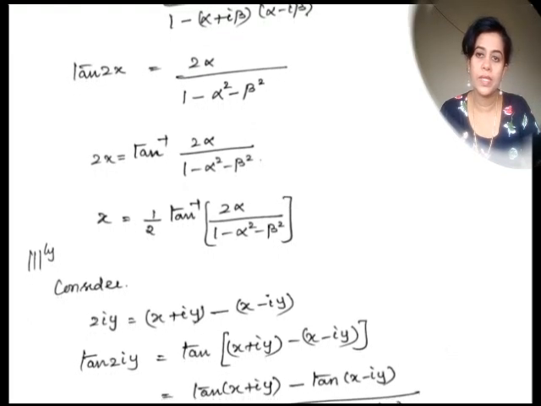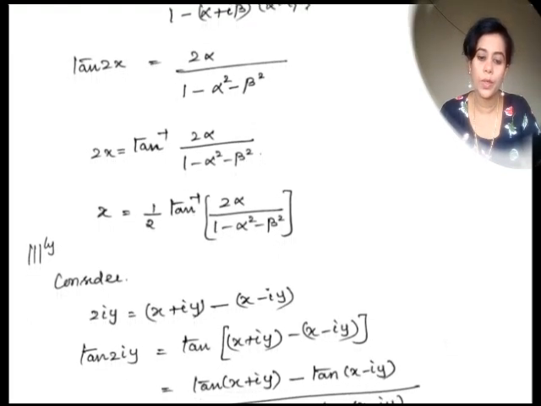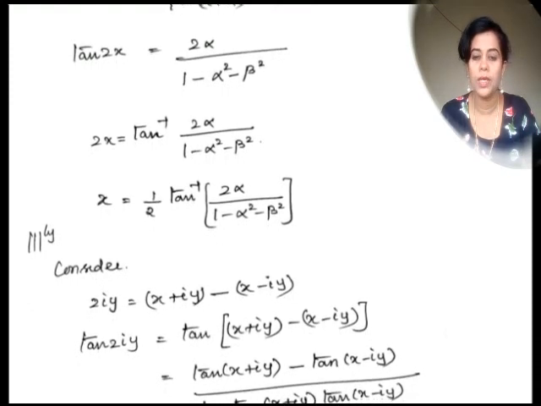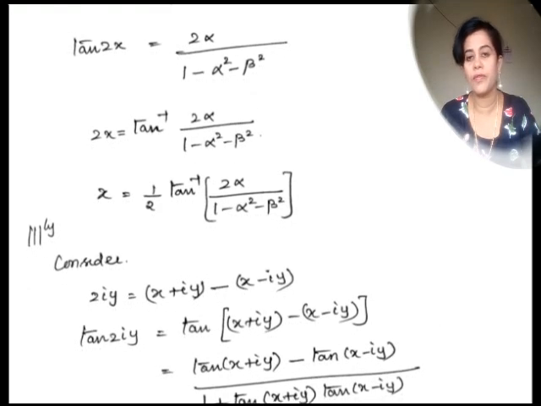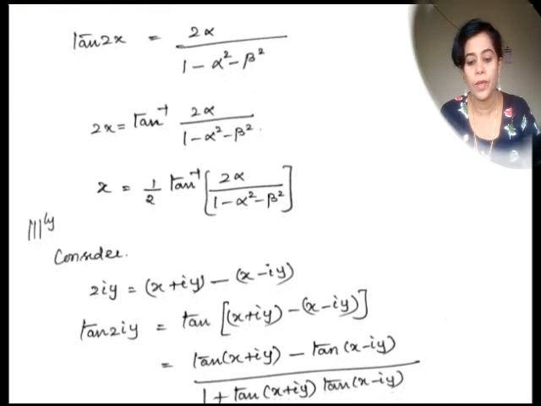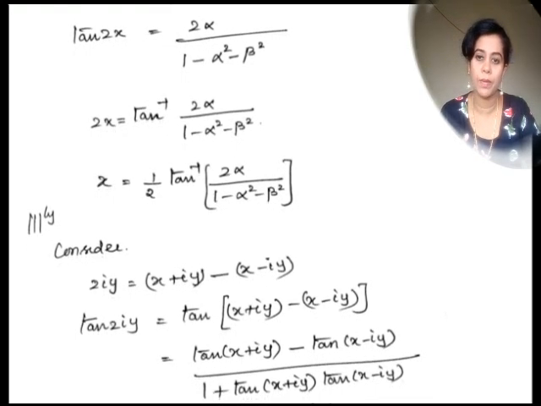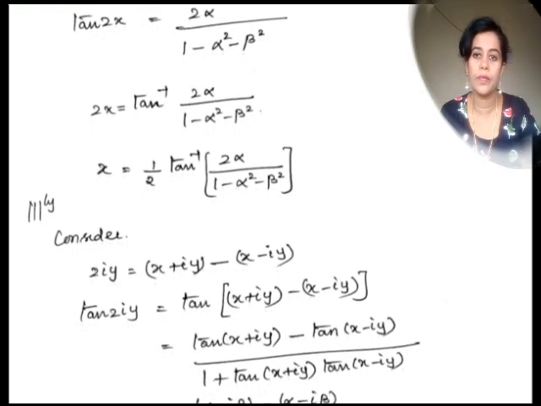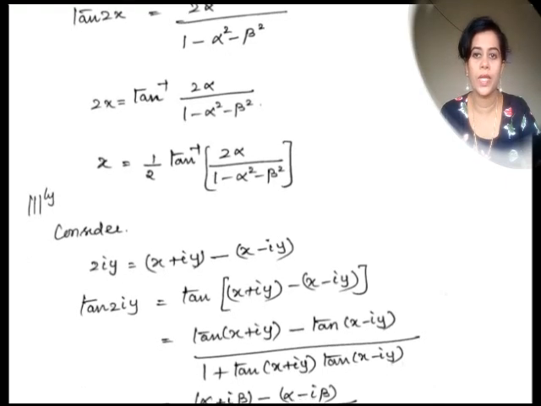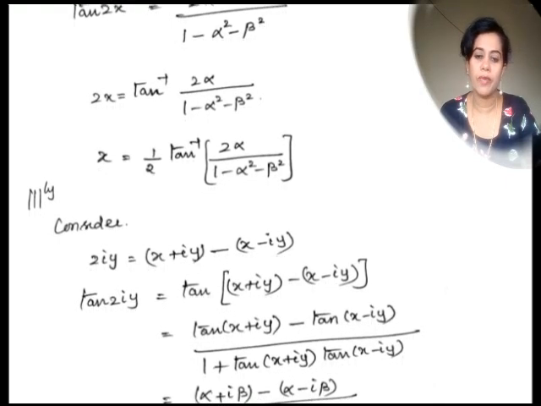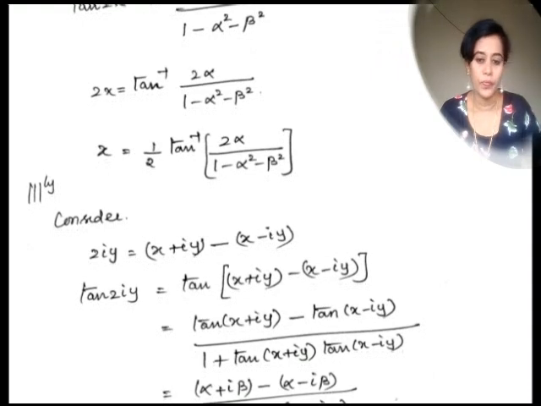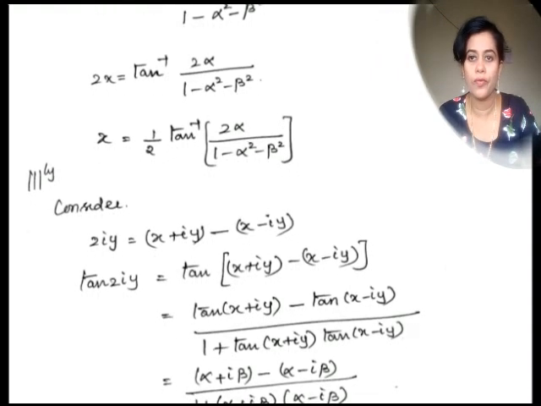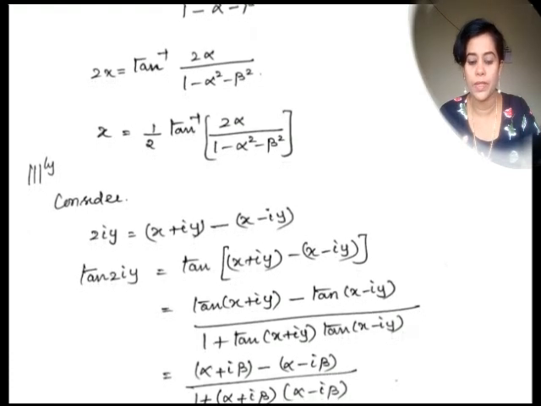So bring this tan to the other side. What I am getting is 2x is equal to tan inverse of 2 alpha divided by 1 minus alpha squared minus beta squared. So from that, x is equal to half of tan inverse of 2 alpha divided by 1 minus alpha squared minus beta squared. Hence, we have got the first solution, which means we have got the real part of the given function. The given function is tan inverse of alpha plus iβ. This is the real portion of tan inverse of alpha plus iβ.